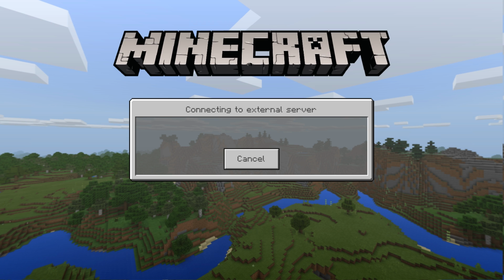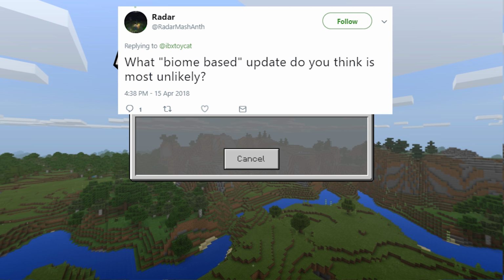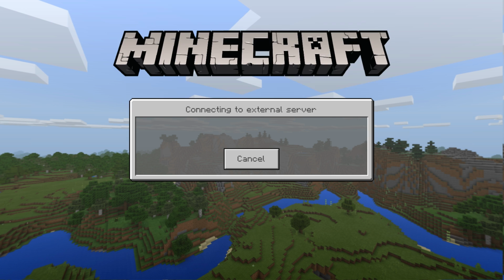But let's move to the next question, which comes in from Radar, or Mr. Radar Mash Ant, who says, what biome-based update do you think is most unlikely? So I've had a bunch of questions about what do you think the next biome-based update will be, but the most unlikely one, I think, is a somewhat easy question, because the easy answer would be like, oh, the End, because they updated it in 1.9, but I think the even easier answer would be, think about the plains biome. What can you do to update the plains biome to make it more exciting?